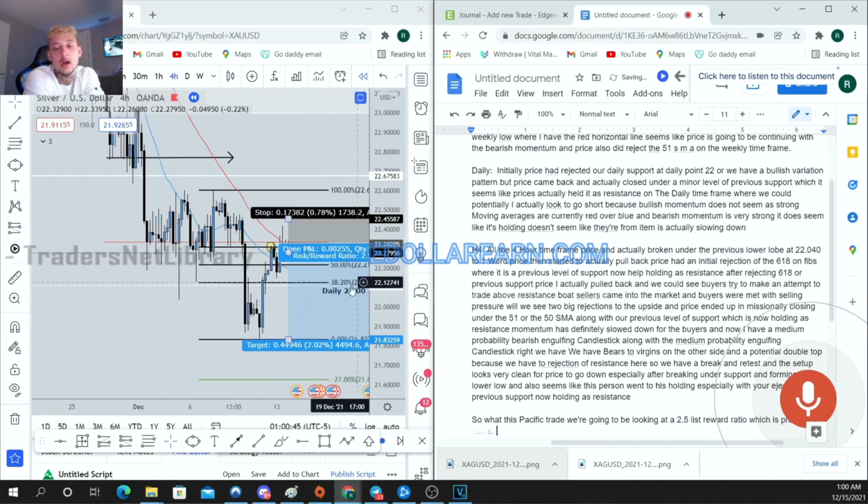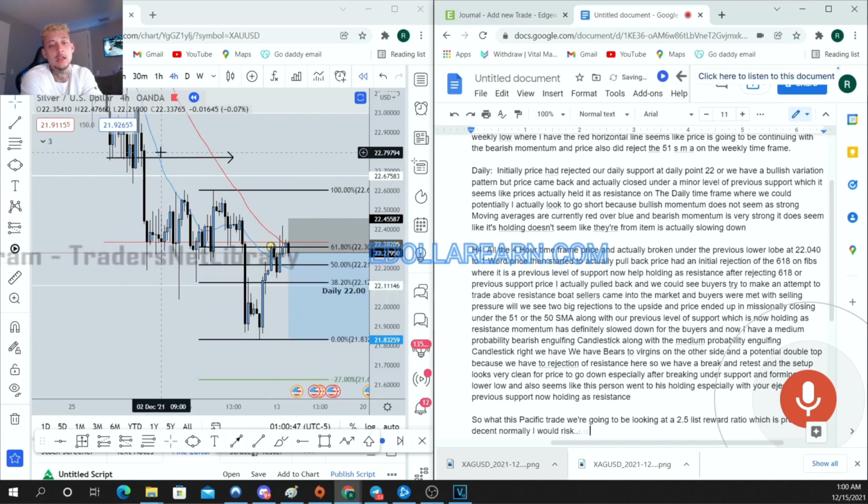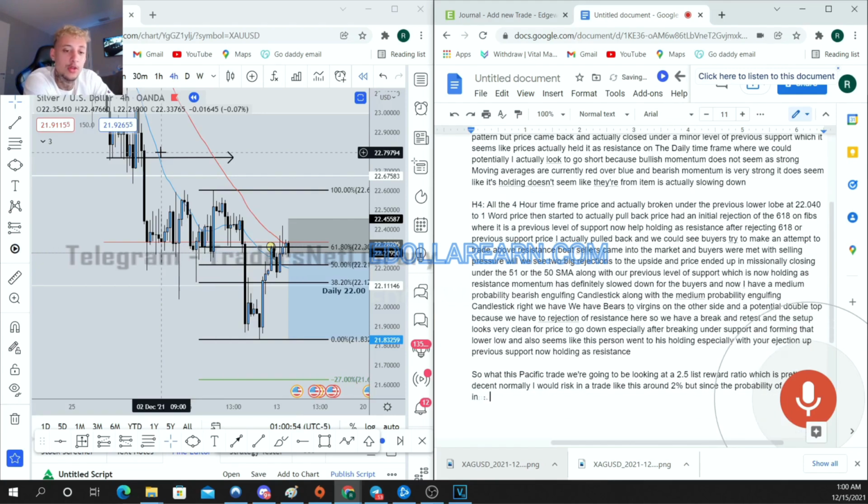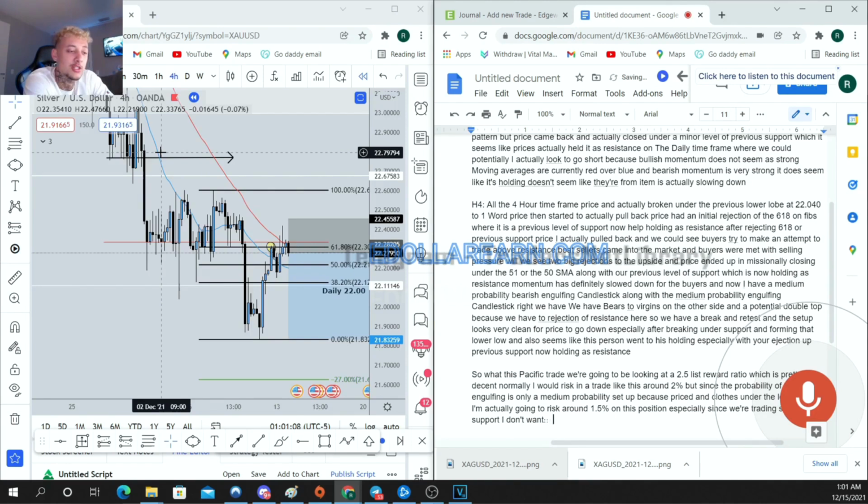is pretty decent. Normally I would risk in a trade like this around 2%, but since the probability of the actual engulfing is only a medium probability setup because price didn't close under the lowest low, I'm actually going to risk around 1.5% on this position, especially since we're trading so close to support. I don't want to actually anticipate a support break and support not actually break and get stopped out when I have a medium probability bearish engulfing, and again price is trading under support.